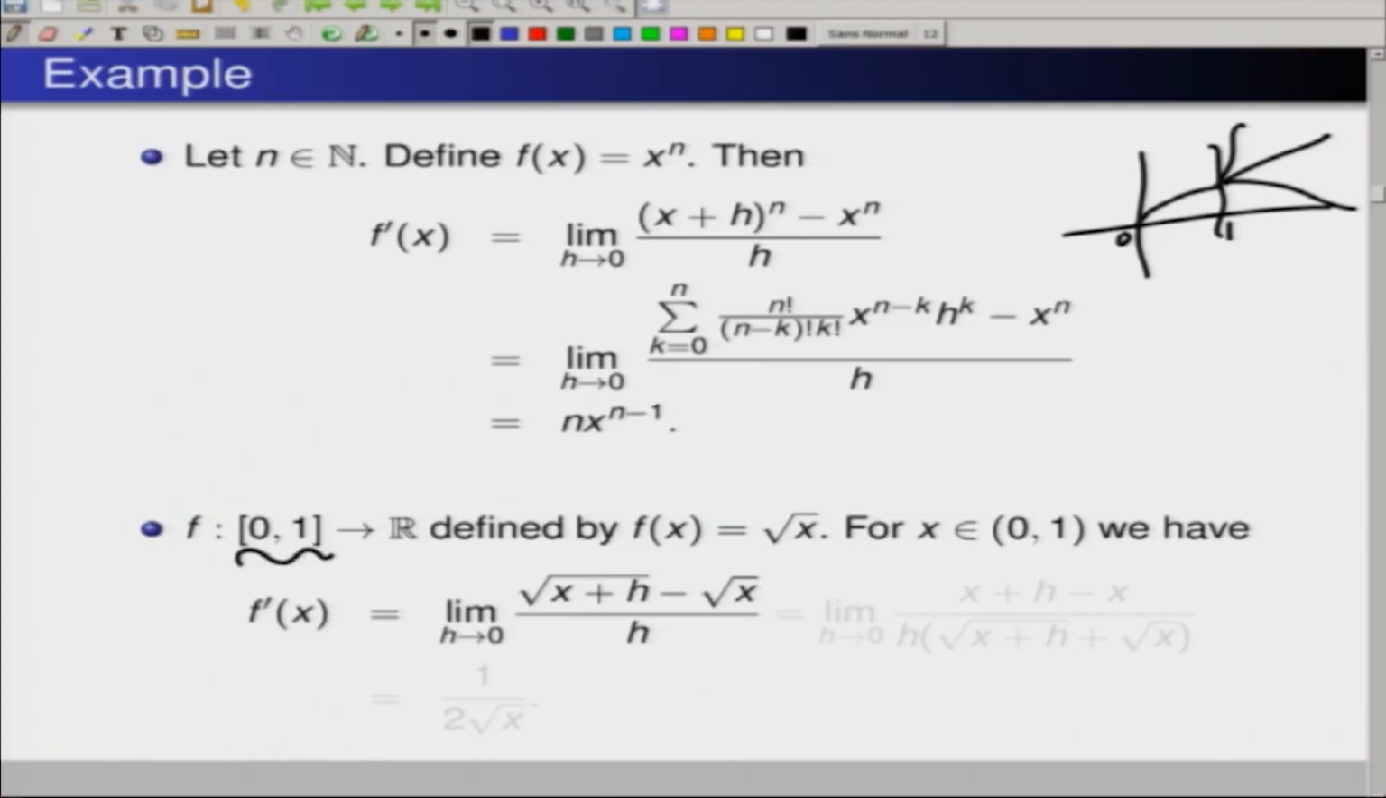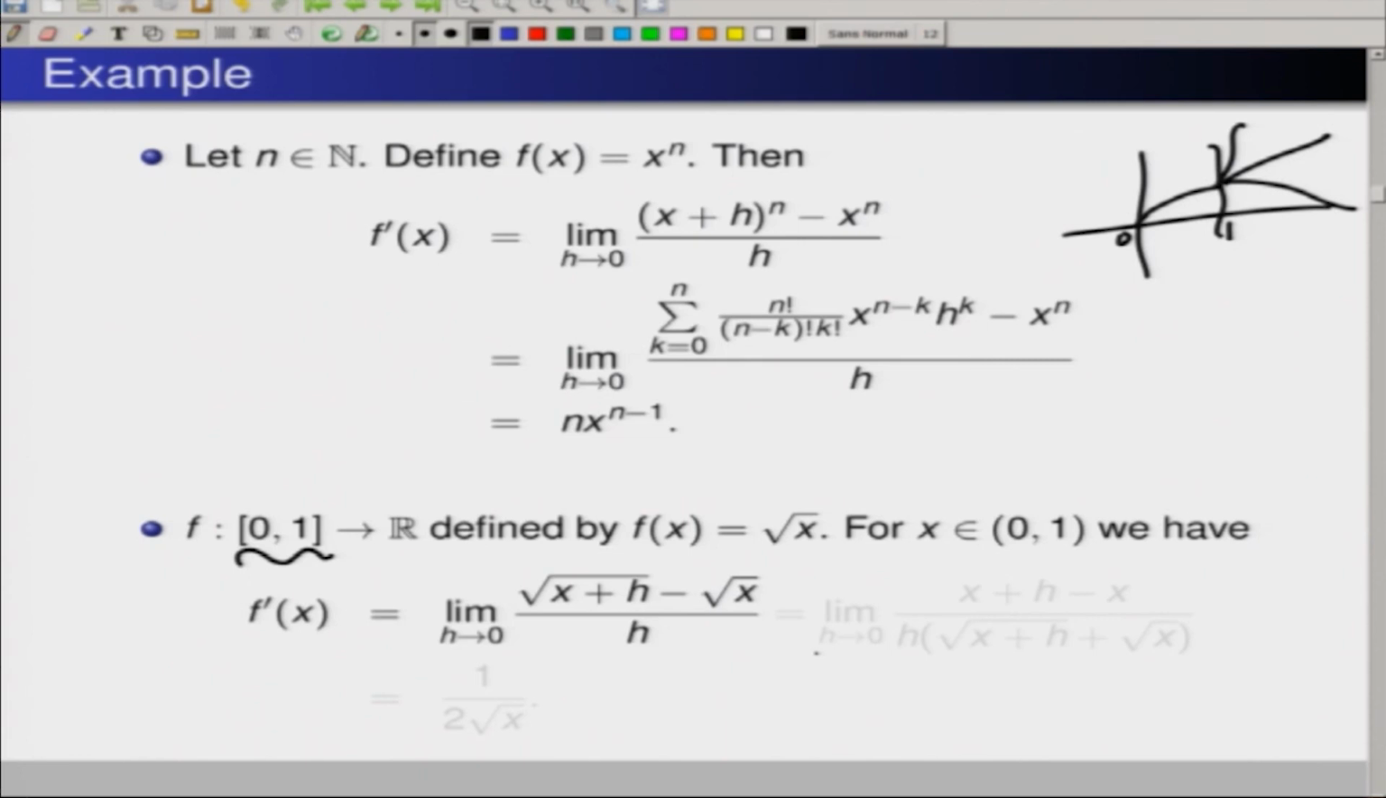Now, we can only talk of the derivative of f when x lies in the open interval 0 to 1. In that case, what we need to show is that the limit of f of x plus h minus f of x, divided by h, should exist. Now, this is square root of x plus h minus square root of x, divided by h.